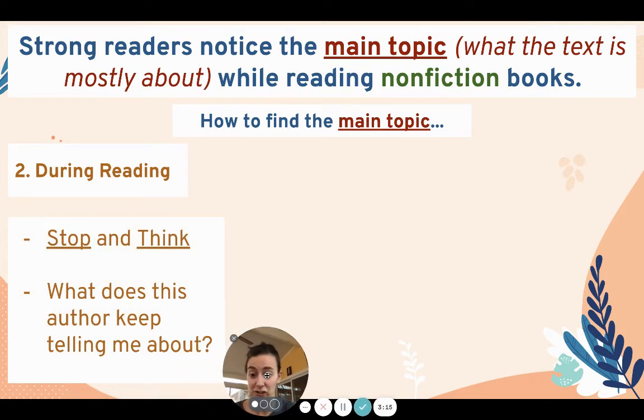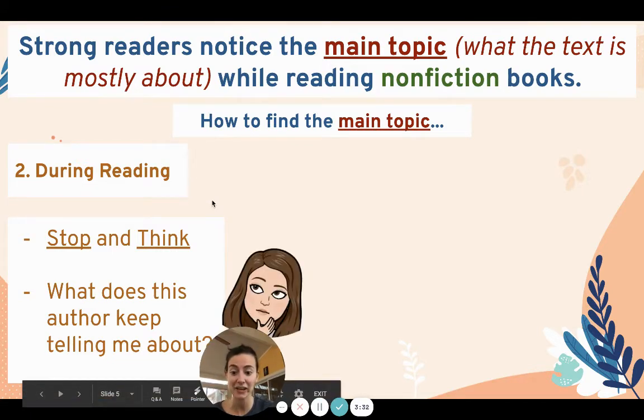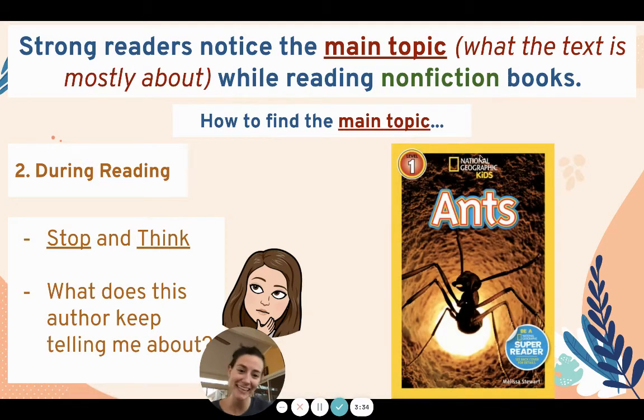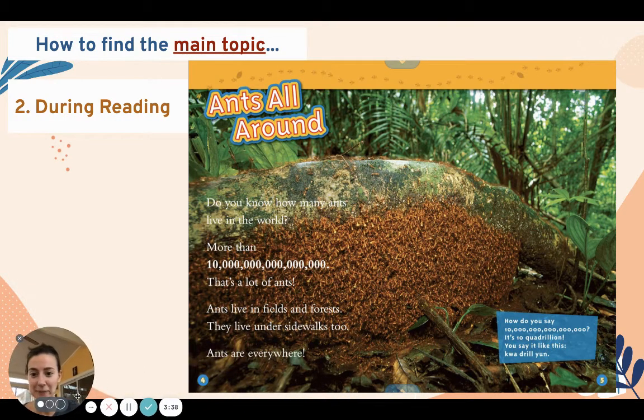While we're reading, during our reading, you know my favorite thing to do. We need to stop and think. We need to keep thinking, what does this author keep telling me about? We need to stop every couple pages or every 2 pages. Let's try this together with our ants book. All right, here we go. Remembering to read, then stop and think.